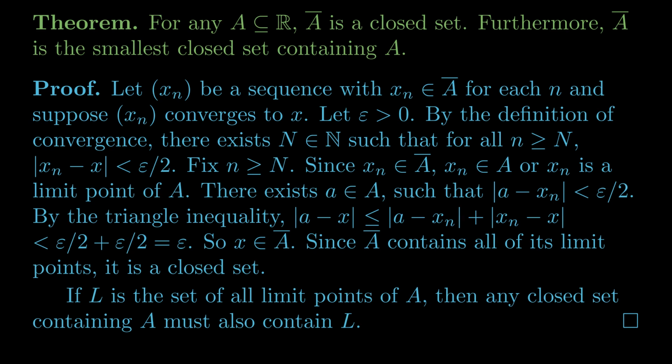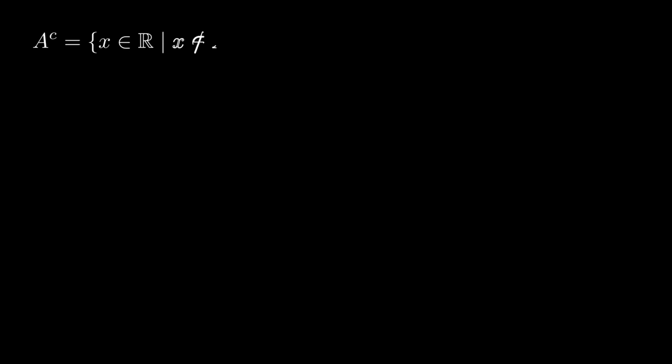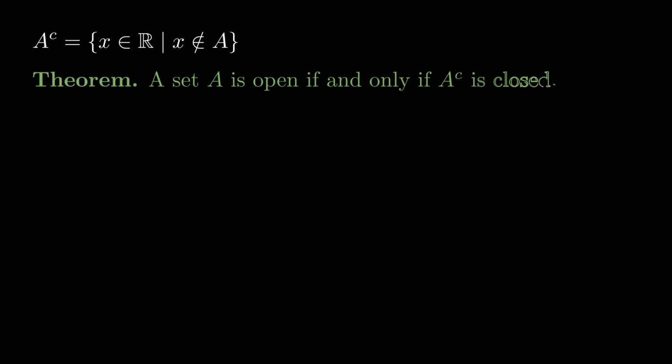For our second main result, let's recall what's meant by the complement of a set in the real numbers. A complement is defined to be all x in the reals such that x is not in A. A set A is open if and only if A complement is closed. And this would also be equivalent to saying that A is closed if and only if A complement is open, because the complement of A complement is A again. Let's start with the forward direction.